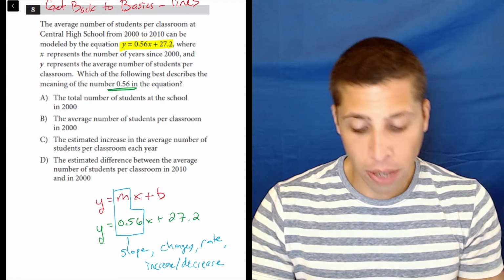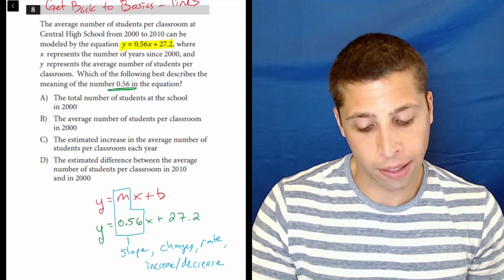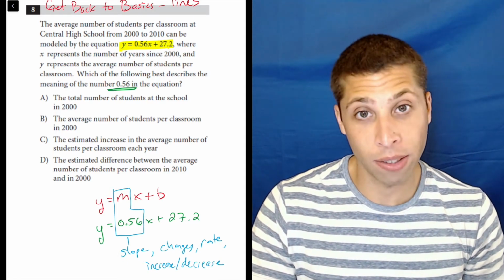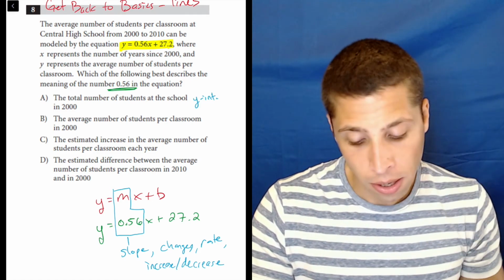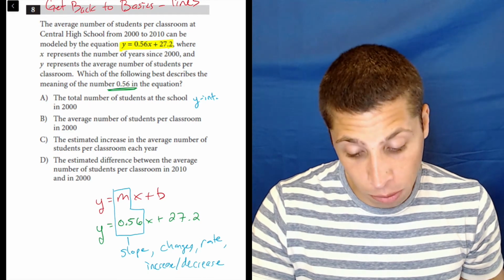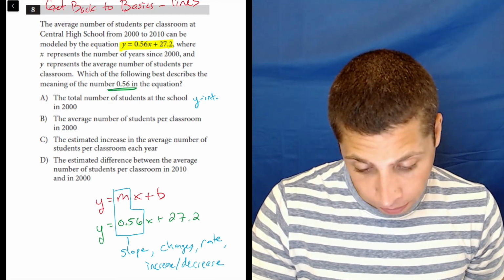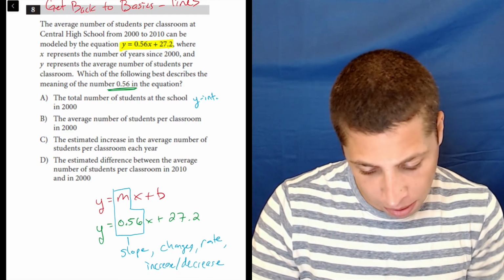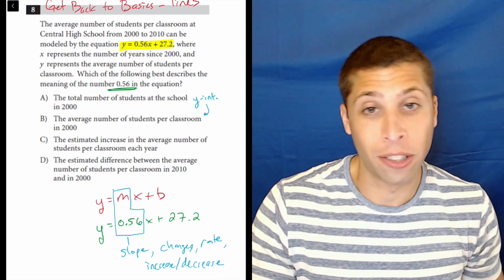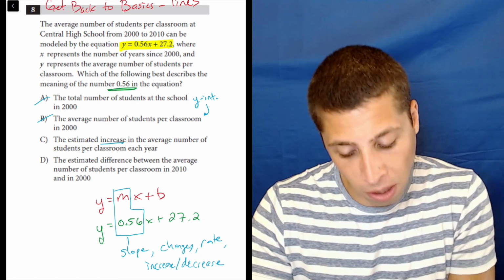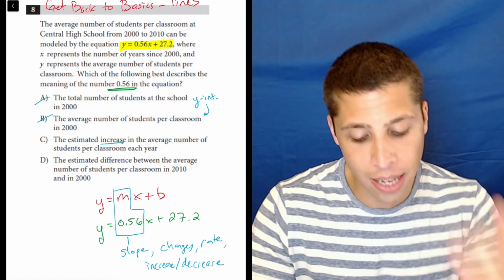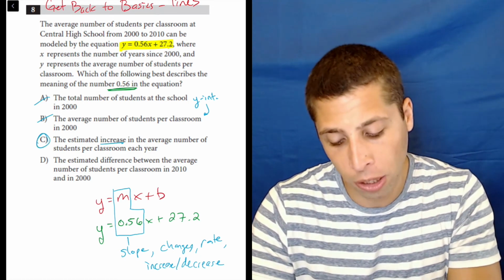And so, okay, choice A, the total number of students at the school in 2000. Well, that sounds like the starting point, so that would be much more like a y-intercept. The average number of students per classroom in 2000. Actually, in fact, that might be a better example of the y-intercept based on the story. But the point is, both of them sound like starting points. That's not what we're looking for. We're looking for something like an increase, the estimated increase in the average number of students per classroom each year.